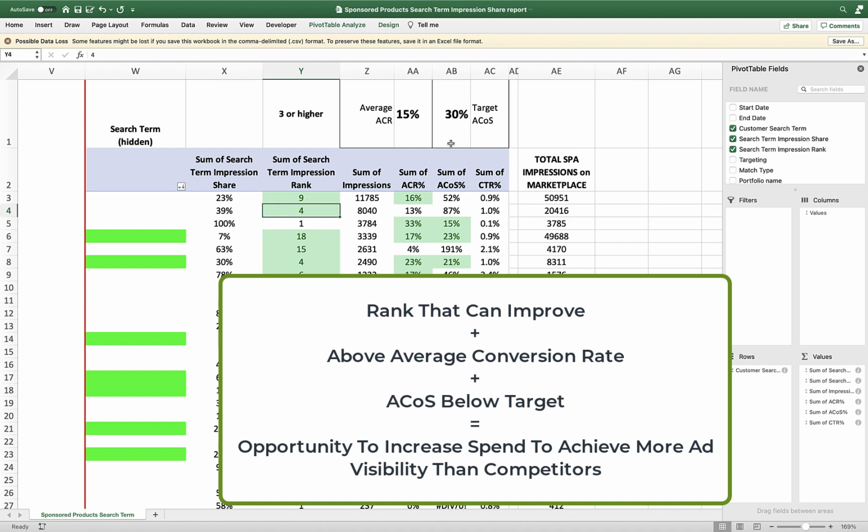So I acknowledge that. However, if I'm going to spend money on a term or an ad, I want to make sure it's got a decent conversion rate, and by decent I mean above average, so that when it does convert, I'm actually making money. I'm not simply throwing money and just breaking even. That's not my goal. So I'm looking at whether the conversion rate for each term is above average, and I'm also looking to see which search terms are currently below my target ACoS, and therefore there's more room for me to throw some more money at them and potentially increase my rank.